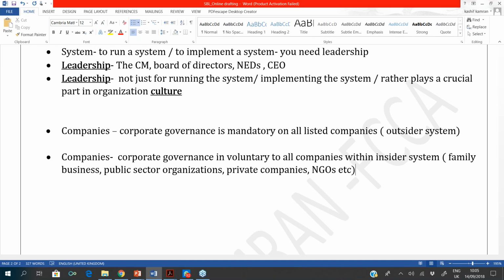Public sector organizations, the ones which are run by the government. So the public sector organization is an insider system because the ownership of that system is with the government. And there are so many companies in the developing countries, the public sector companies, which have taken listings. If a public sector company takes a listing, then it becomes an outsider system. But if the public sector company has no listings, it will still remain an insider system.